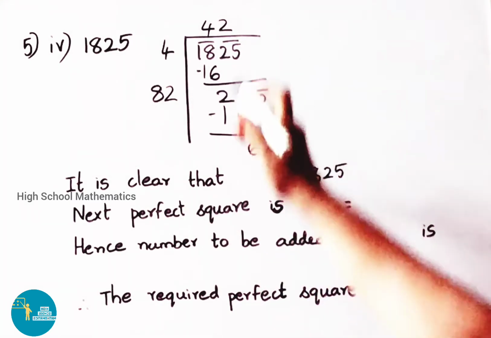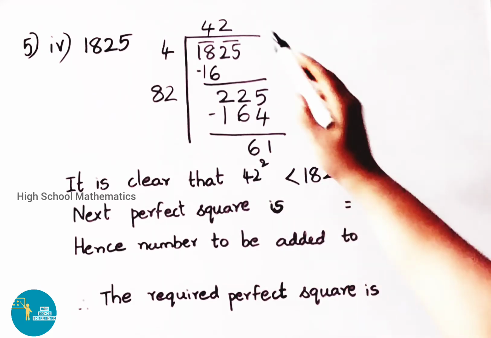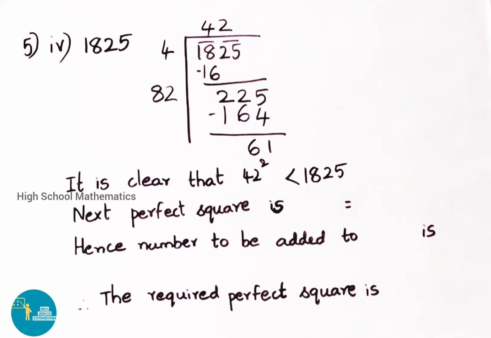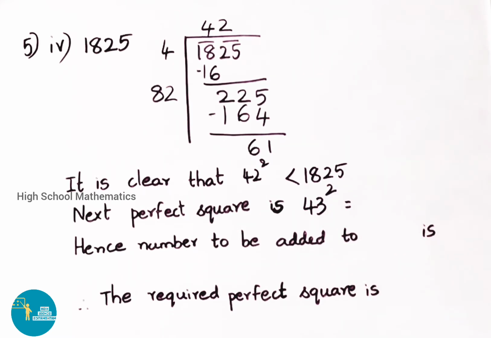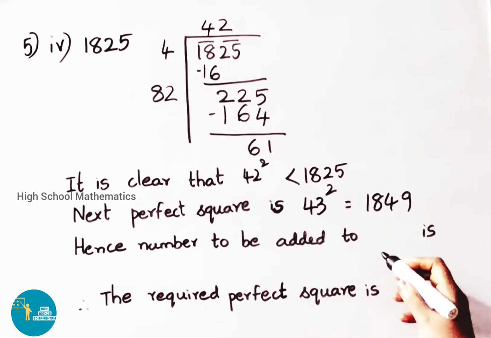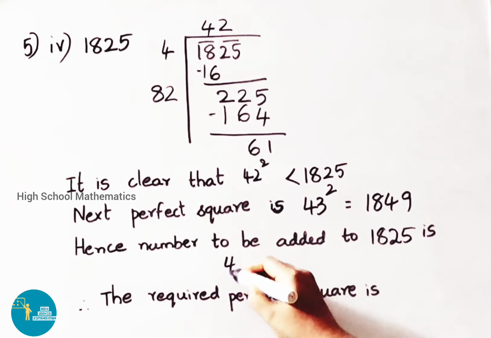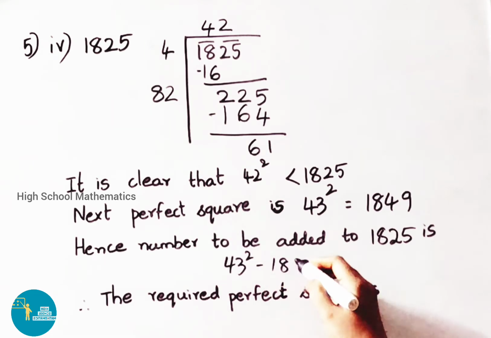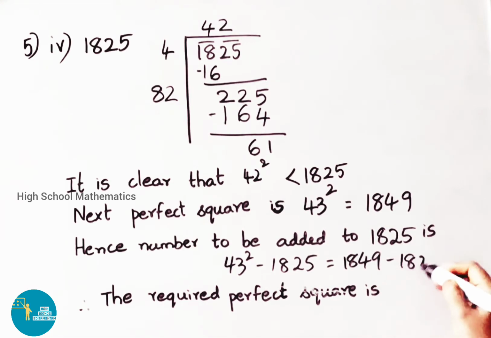It is clear that 42 square is less than 1825. Now we have to take 42 next number, that is 43. Next perfect square is 43 square, that equals 1849. Hence the number to be added to 1825 is 43 square minus 1825, that is 1849 minus 1825, that equals, we get here after subtraction answer is 24.